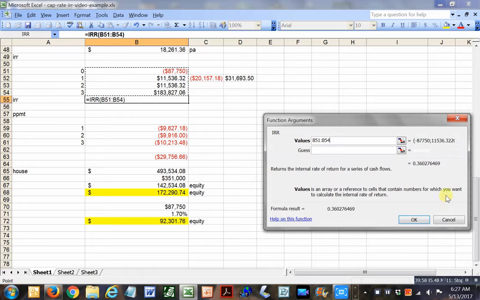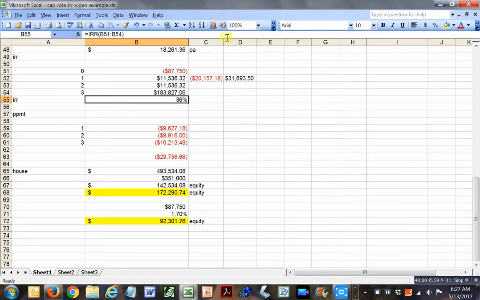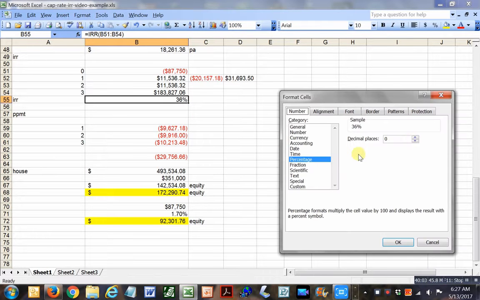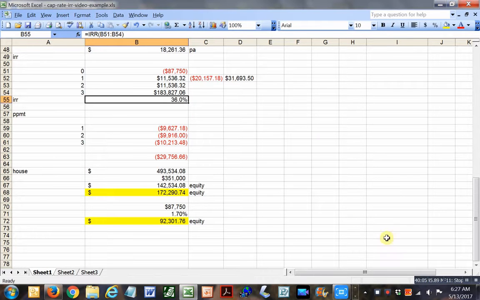It's asking me for a guess, but we don't need to do that because Microsoft's Excel will do it for us. Gives us, and I'll format that a little better, put 1 decimal point in there. That is really amazing.